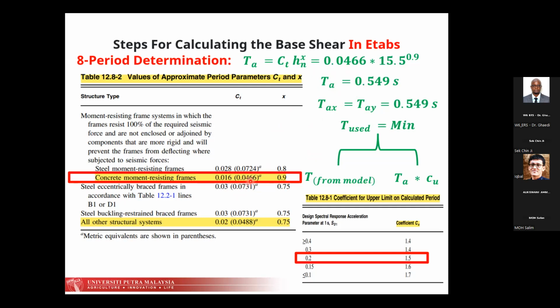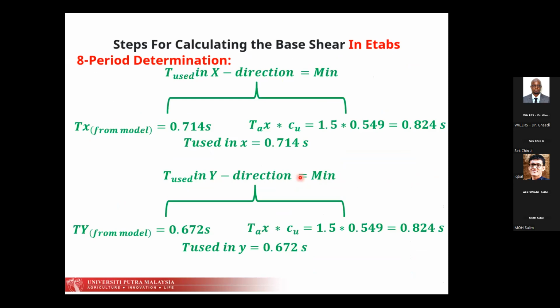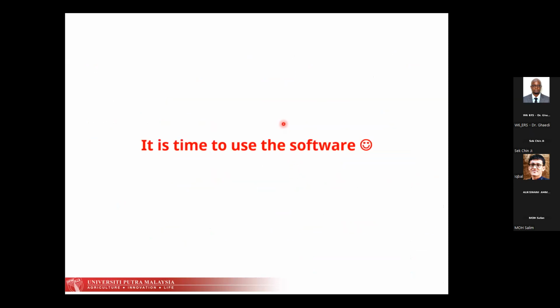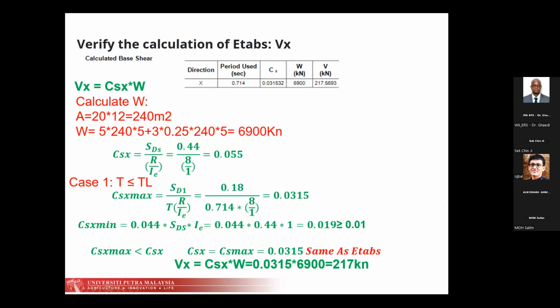So 0.0466, and hn, we said, is 5.5 and x is 0.9. We have Ta as 0.549 seconds. But as we said, we compare T from the model and T multiplied by Cu. We should compute Cu, which is related to SD1. We said SD1 is 0.18, but we will take it as 0.2. So we will use Cu as 1.5. So we should have Ta times Cu. Now we have it. We have T from the model analysis. Okay. To have this, we should go actually to the software. Let me use the software.